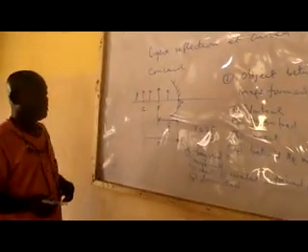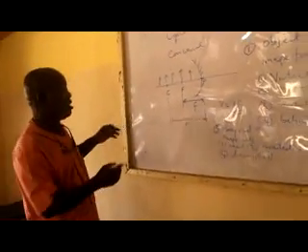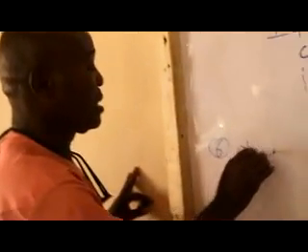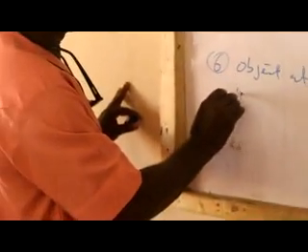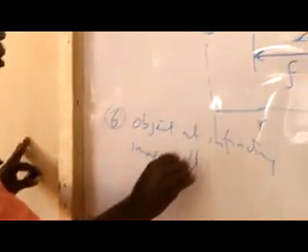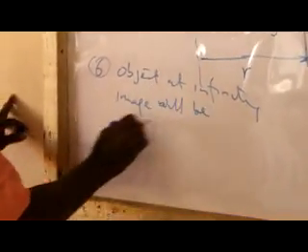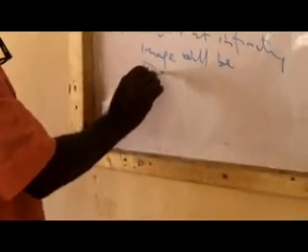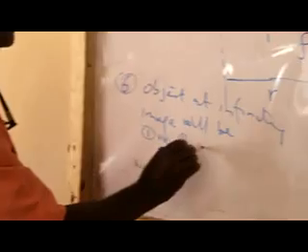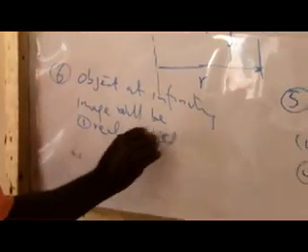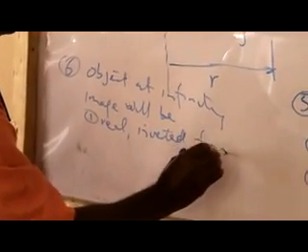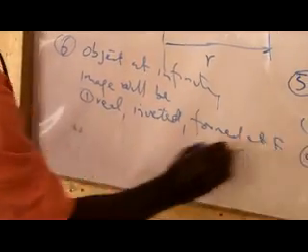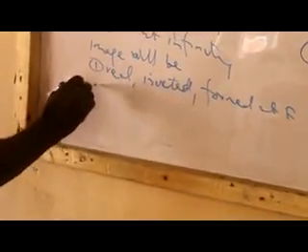Finally, when the object is placed at infinity, number 6. I cannot show the object here. The image will be one, real; two, inverted; three, formed at F; number four, diminished.